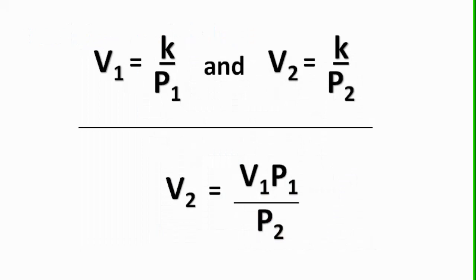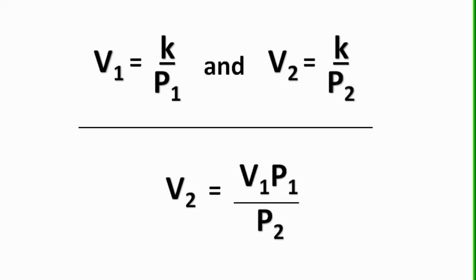If P1 is measured pressure and V1 is measured volume, P2 is standard atmospheric pressure, and V2 is volume at standard atmospheric pressure, then V1 is equal to K over P1 and V2 is equal to K over P2. In the first equation, K is equal to V1 times P1. Since K is a constant, we may substitute V1 times P1 for K in the second equation. V2 is equal to V1 times P1 all over P2. We have derived this relationship by using Boyle's law.